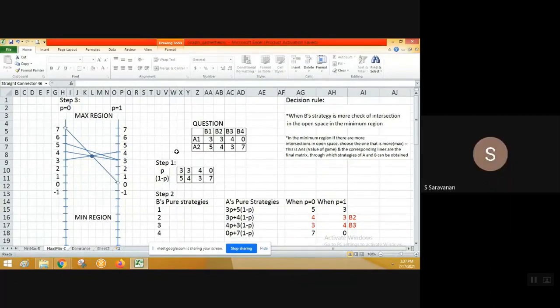Okay, shall we move to the decision rule? Step 3 is graph.